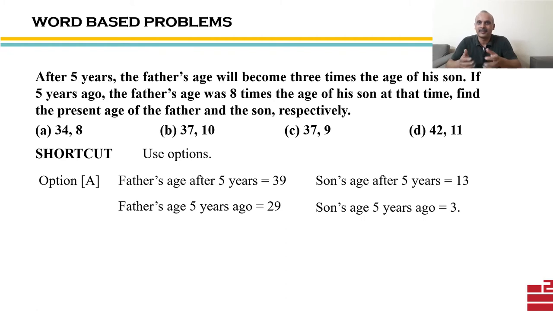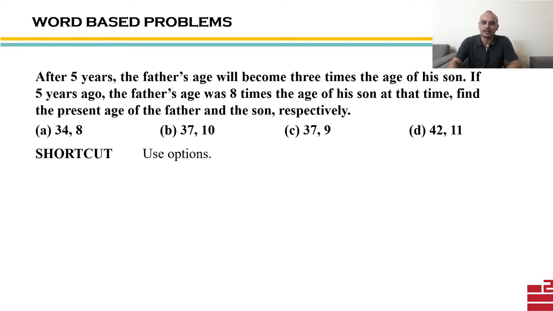Now does this data fit the information given in the question? We will see. Now 39 is 3 times 13. This means the first line is fitting here, but the second line of the question says the father's age is 8 times that of the son. This does not fit the second part. That means option A is not the right answer. Likewise, we'll keep on doing for the B option and C option.